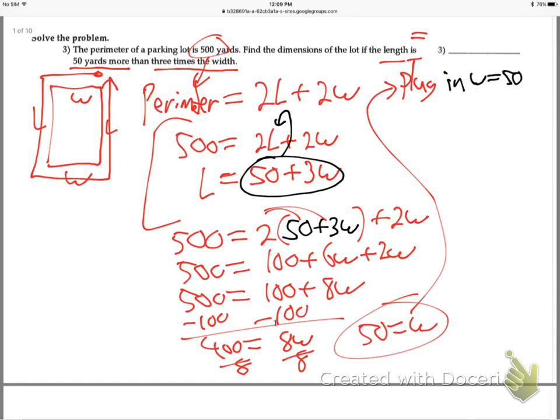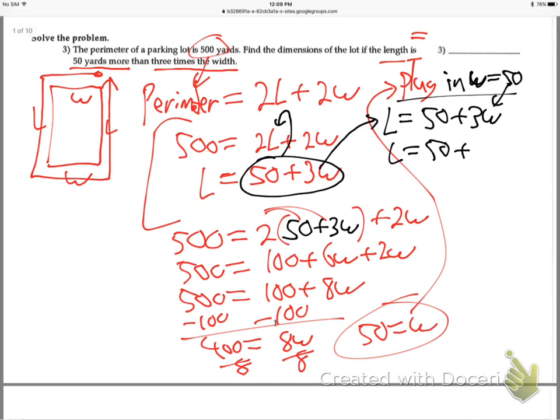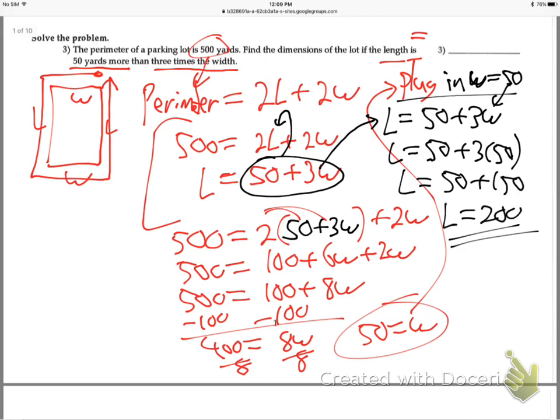Plug in W. W is 50, where? It'd be easiest actually to grab the L equation because you want L, and L's already alone here. You could do either one, this one would be easier. Plug in the 50, L is 50 plus 3 times 50. L is 50 plus 150. L is 200. Length is 200, width is 50.